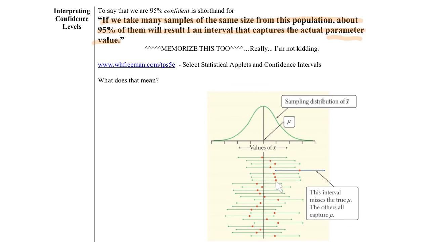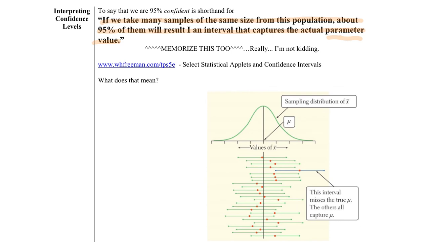Now, here's another thing that we also need to realize. At 95%, take a look at some of these red dots. They're quite a ways away from the true mean. So I'm allowing myself a lot of difference from that true value, from that true parameter.